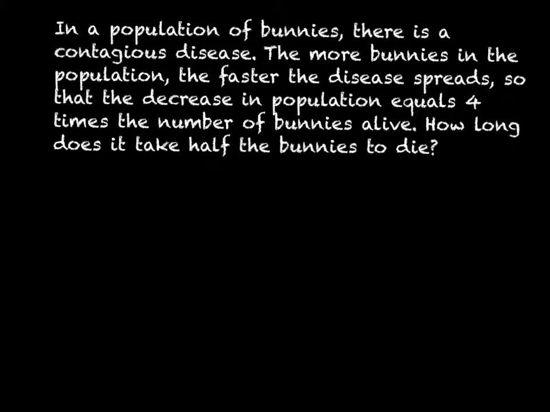Okay, so for this, we're going to have to write a differential equation to model what we have. Let's use p as the population. So dp dt is the change in the population, and it says that it's equal to 4 times the number of bunnies alive. So that would be 4 times the current population. But since this is a decrease in population, we have to add in a negative sign. Now at this point, we can solve our equation.